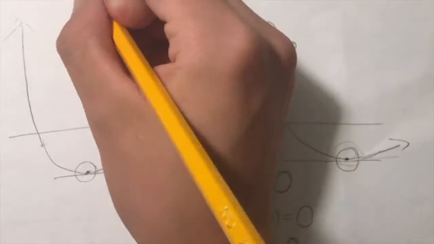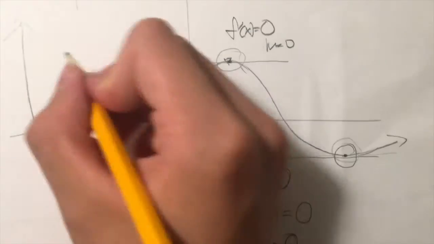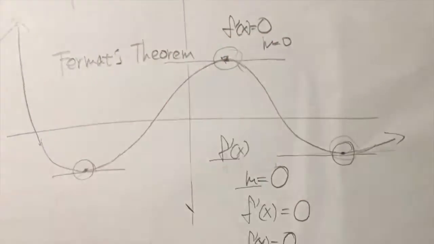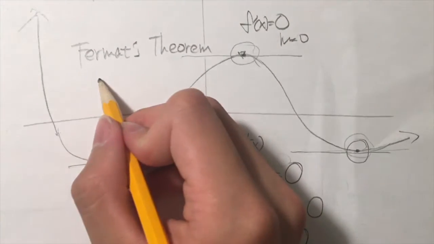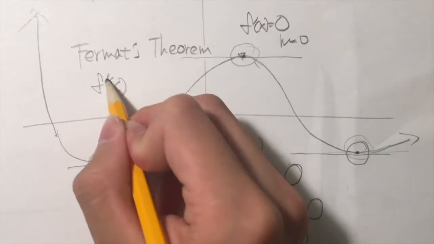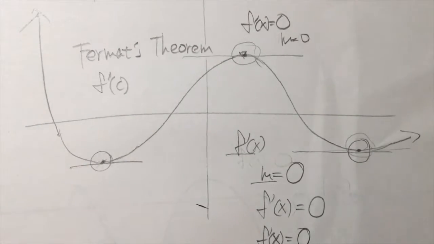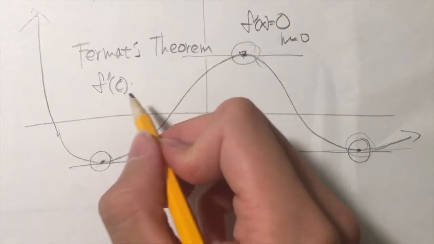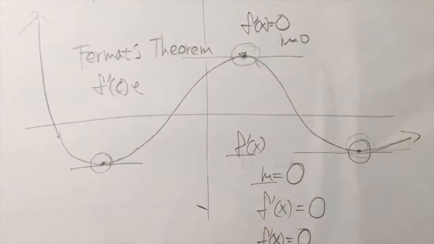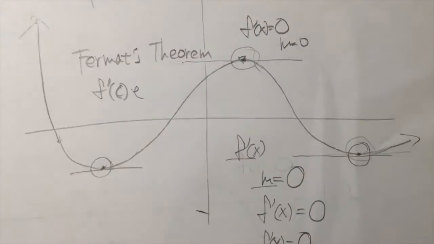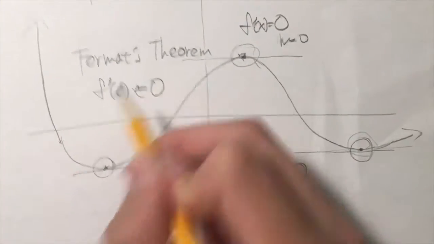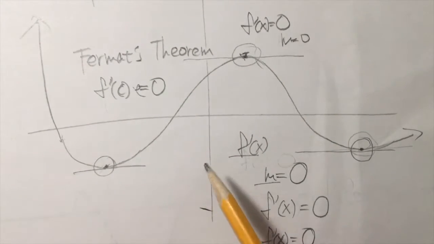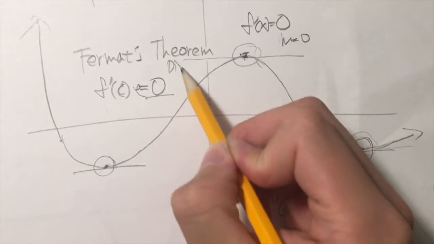There's a theorem called Fermat's theorem, which basically says that if f prime of c, the derivative of the function f at point c, exists, and c is a local maximum or minimum, then it has to be 0. So basically it just proves that at a local maximum or minimum, the derivative either has to be equal to 0 or it doesn't exist.